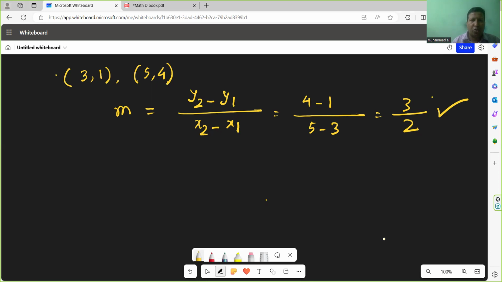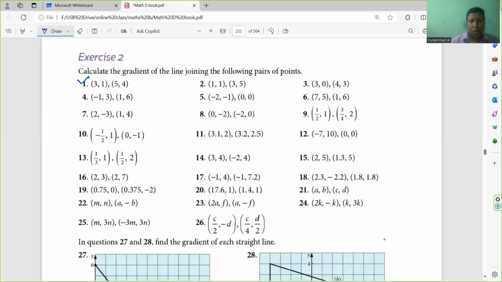If we sketch this graph, the slope will be positive, the gradient is positive, then the line will go from left to right, toward the upper side. Okay. Now the next one.